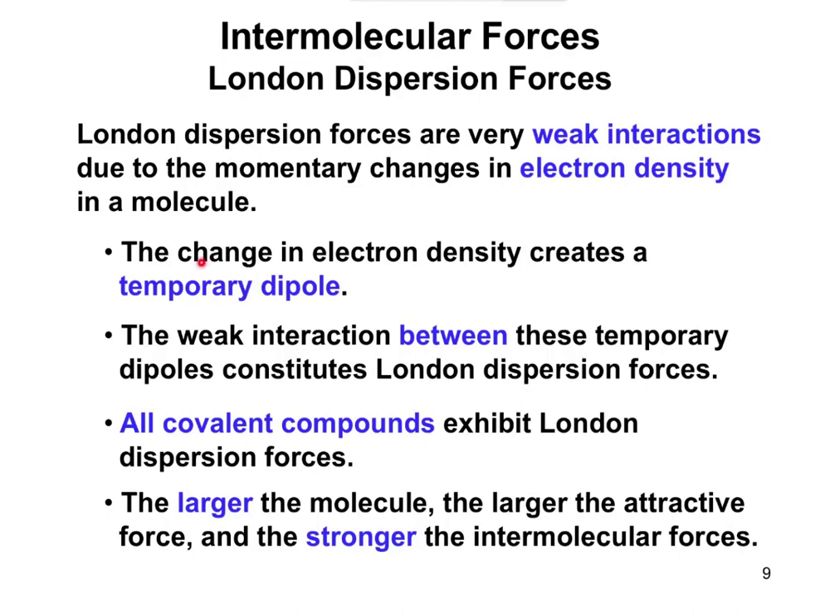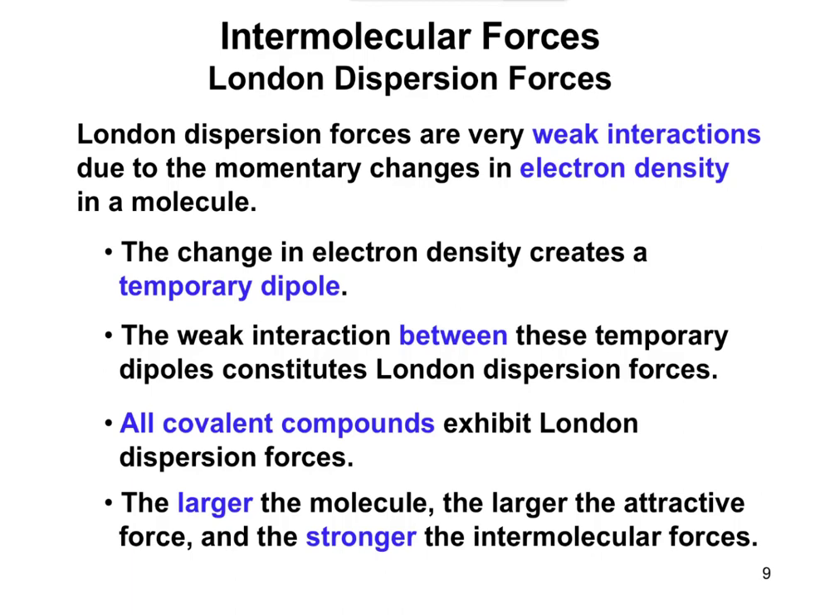If you look at the first bullet point here, it says the change in electron density creates a temporary dipole. Remember, a dipole is, like we looked at in chapter 3, when there was unequal sharing of electrons between two elements. We said the one that's more electronegative steals more than its fair share of electrons. Well, what happens in London forces, and again, these actually occur in all covalent compounds, so anytime you have a compound where you have the sharing of electrons like this, you're going to have these London forces.